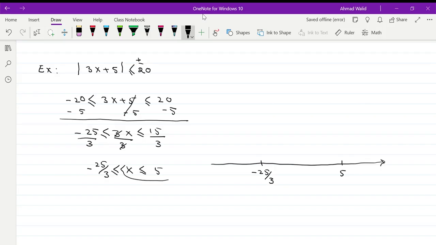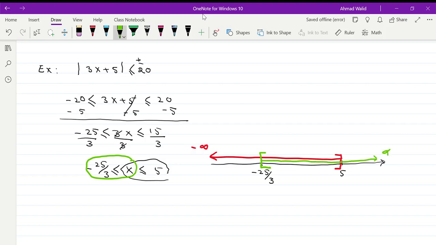Read this part first. X less than or equal to 5, bracket, moving to where? To the left, to negative infinity. Now read this part. X greater than or equal to negative 25 over 3, bracket, moving to the right, to where? To infinity. Overlap or intersection, this part that I'm shading. Final answer, bracket, negative 25 over 3, comma, 5, bracket. That's the solution set.